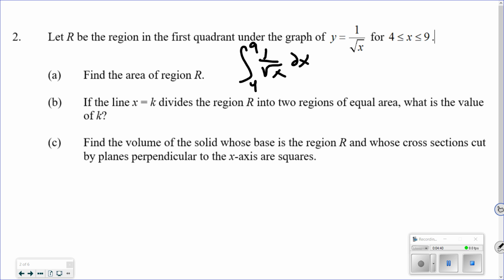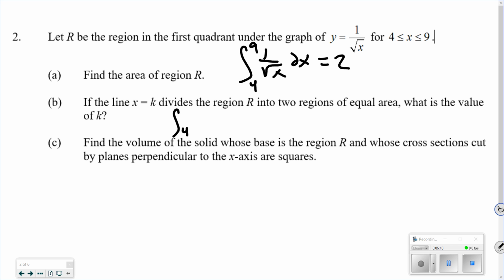If you look at B, it says if the line x equals k divides the region R into 2 regions of, oh, by the way, this is a calculator problem also. When you solve this one, it comes out to be 2 up here. That'll be important for this one. So if the line x equals k divides the region R into 2 regions of equal area, what is the value of k?